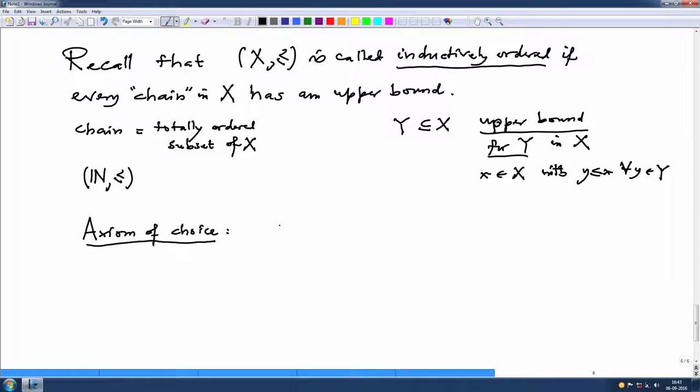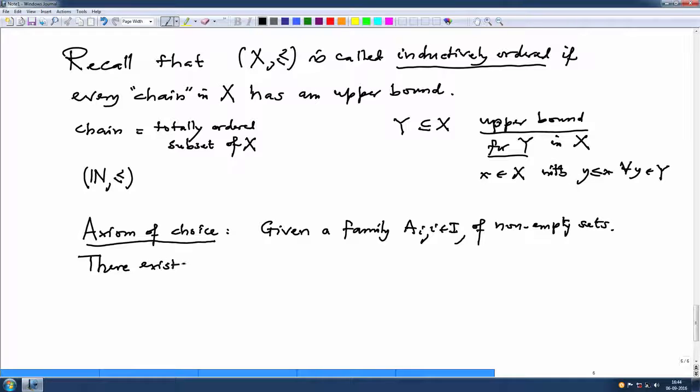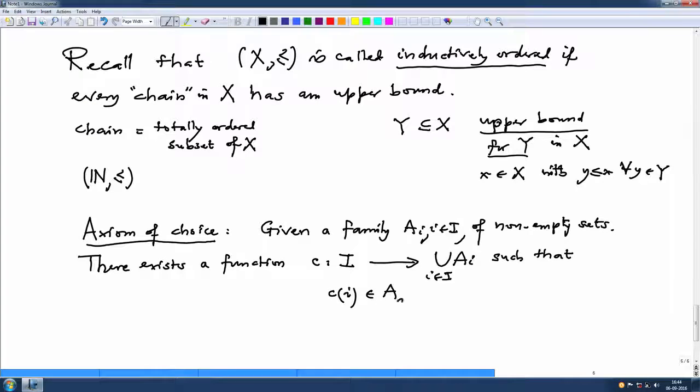So, axiom of choice. Let us recall, if you are given a family A_i of non-empty sets, there exists a function C from the indexing set I to the union of the A_i such that the image of any i under C, C(i), belongs to the corresponding set A_i. Such a function is called a choice function.